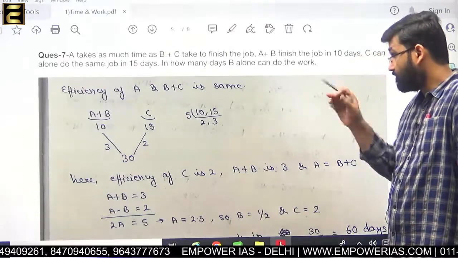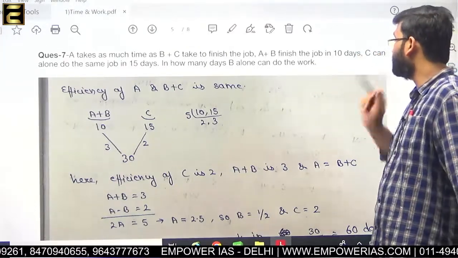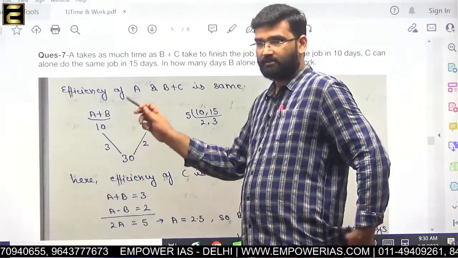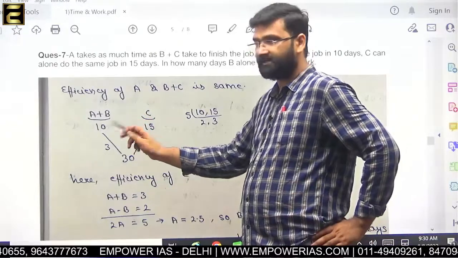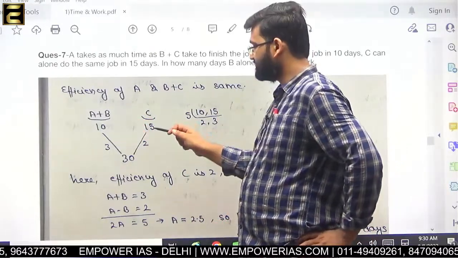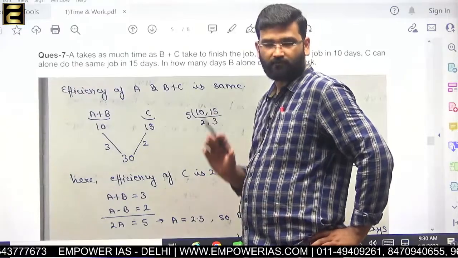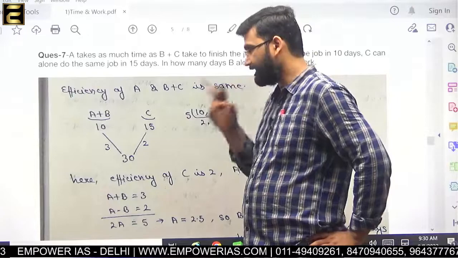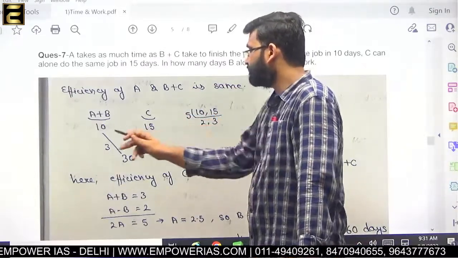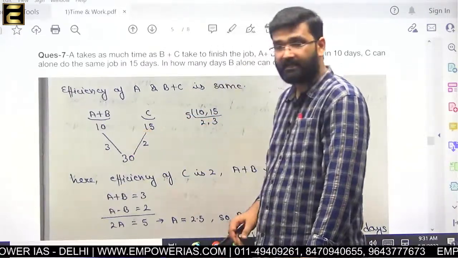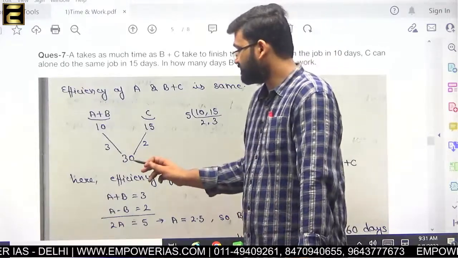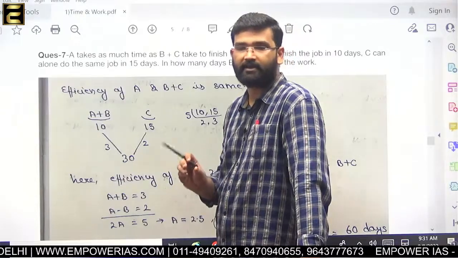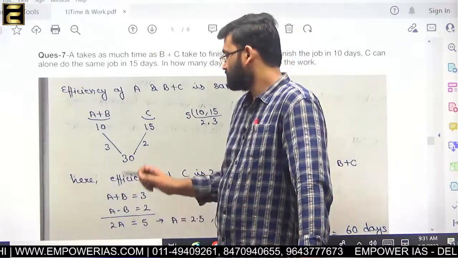See here, what is given? A plus B can finish the work in 10 days. So there is one group of A plus B. This group can finish the work in 10 days. C alone can finish the work in 15 days. So what we have to do? First of all, we have to draw the tree diagram. So we are going to take the LCM of 10 and 15. So here the work comes to 30. It means that the quantitative value of work is 30 units. So 30 will be here.